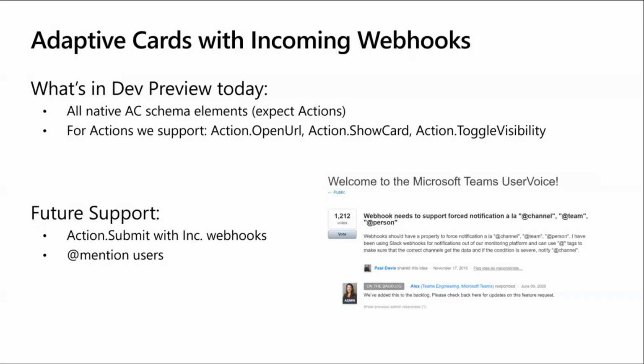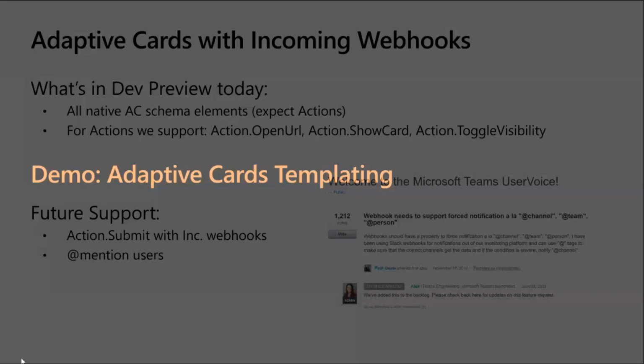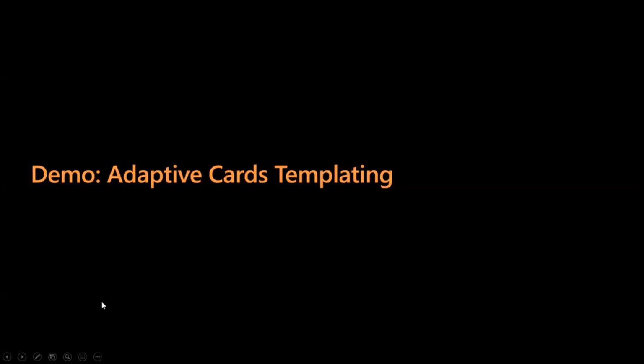But do let me know, because we're thinking of how we want to support both action.submit as well as the ability to add mentioned users within incoming webhooks, and we really want to understand how you think of using an incoming webhook for Microsoft Teams development versus using a bot, and what's the gap, and what's your thought process there. With that, I'm going to hand it over to Matt and Gabo for adaptive cards templating.